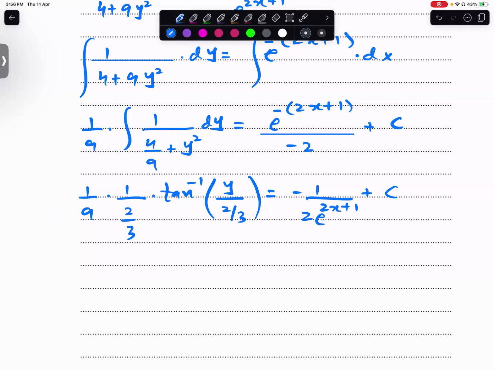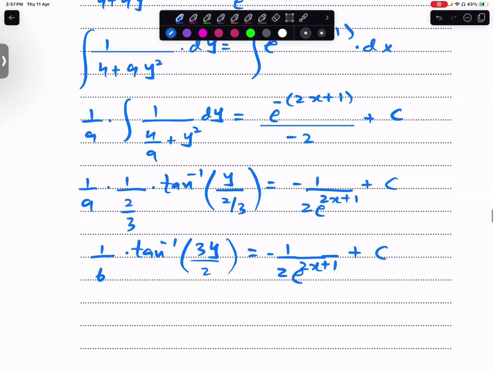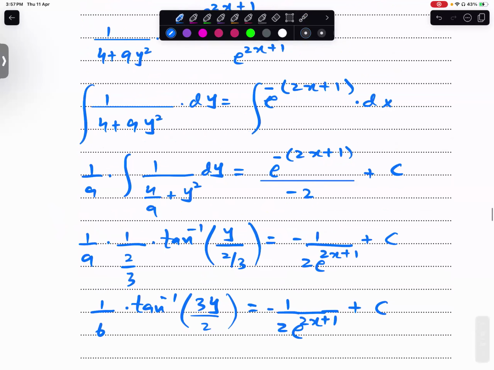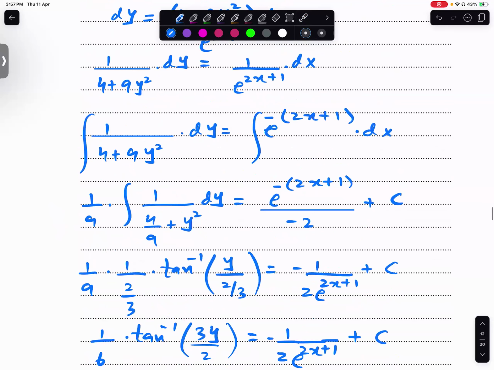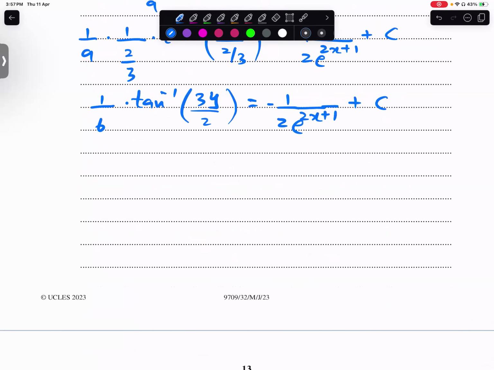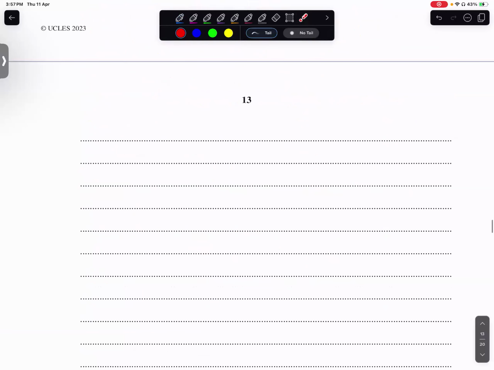So this will give me 1 over, if I'm not wrong, 6 tangent inverse of 3y divided by 2 is equals to minus 1 over 2 e raised to power 2x plus 1 plus constant of integration. Let's apply the condition. The condition was x is 1, y is 0. So if you put, students, please do not write this step. Do it in your mental map.